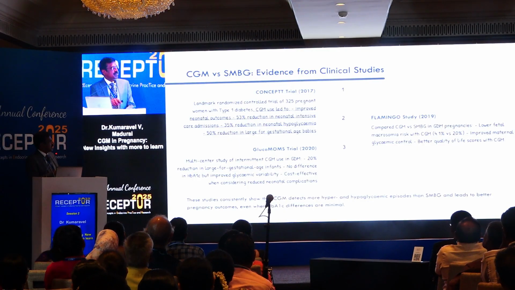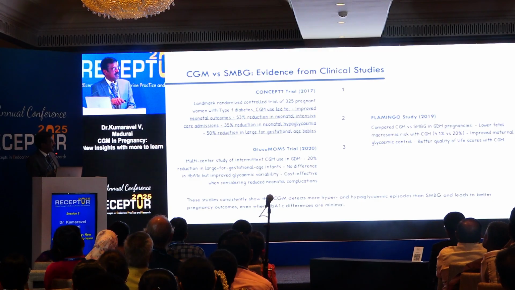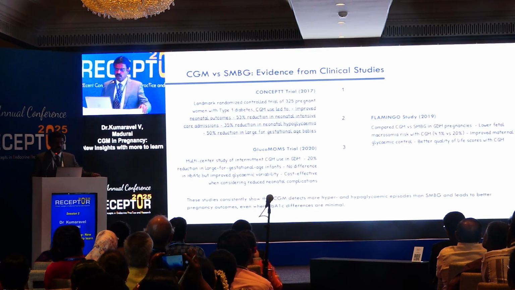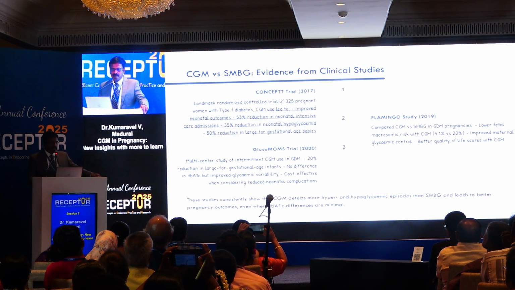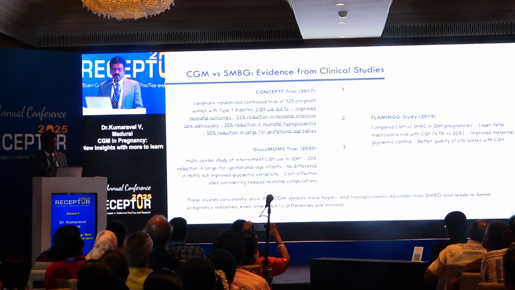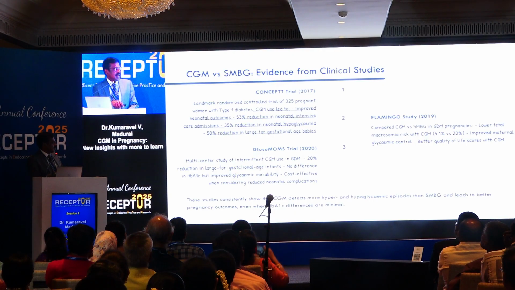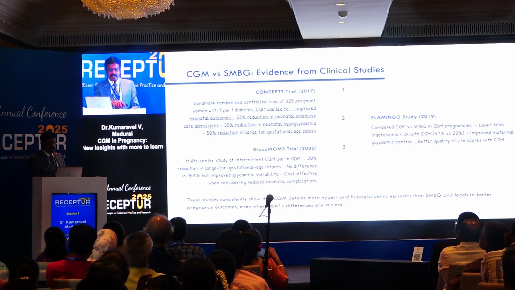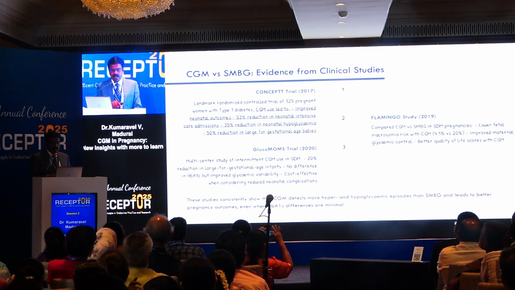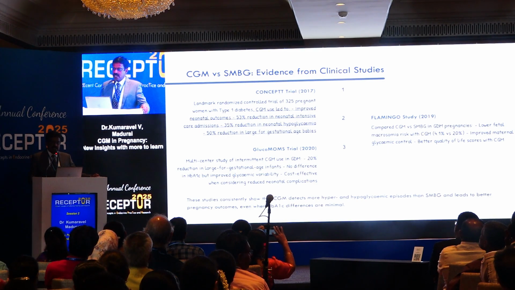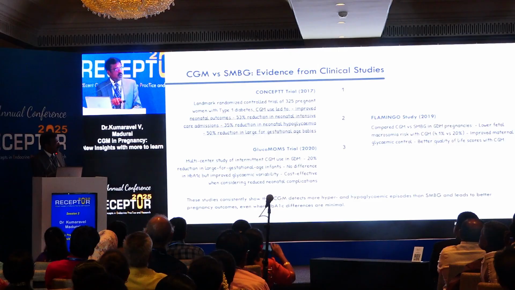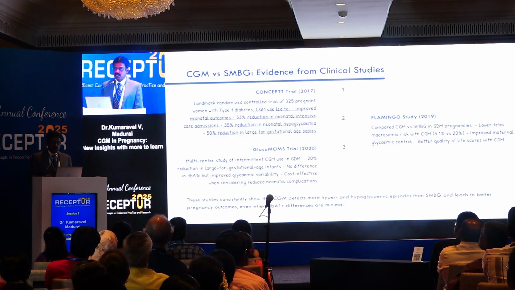We had the CONCEPTT trial where they said CGM use led to improved neonatal outcomes in terms of 53% reduction in neonatal intensive care admission, 35% reduction in neonatal hypoglycemia, 50% reduction in large for gestational age babies. We have data from the GlucoMOMS trial also, which basically suggests there was a reduction in large for gestational age infants. The Flamingo study again compared CGM with SMBG in GDM patients. There was lower fetal macrosomia in patients who were using continuous glucose monitoring in pregnancy.